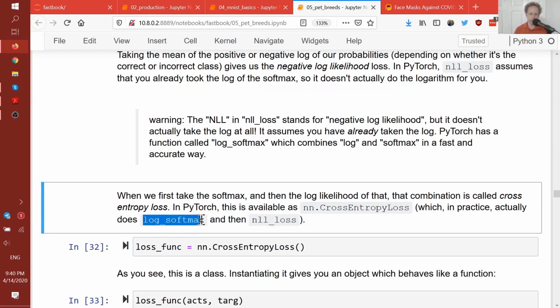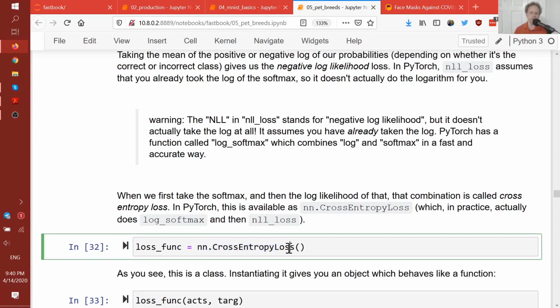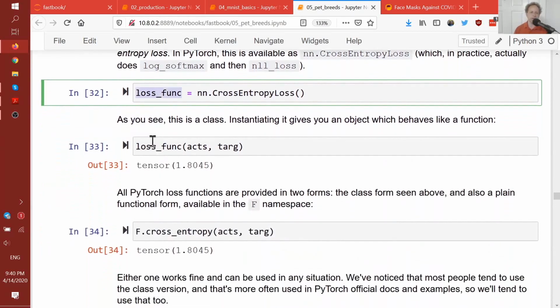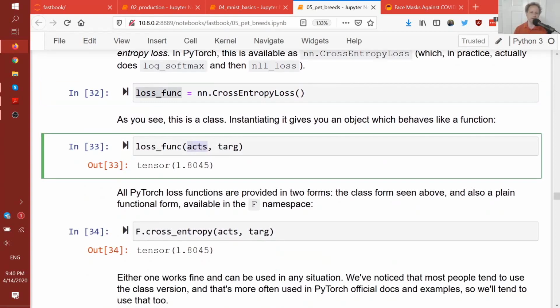It assumes that you've done the log beforehand. So log softmax followed by NLL loss is the definition of cross entropy loss in PyTorch. So that's our loss function. And so you can pass that some activations and some targets and get back a number.